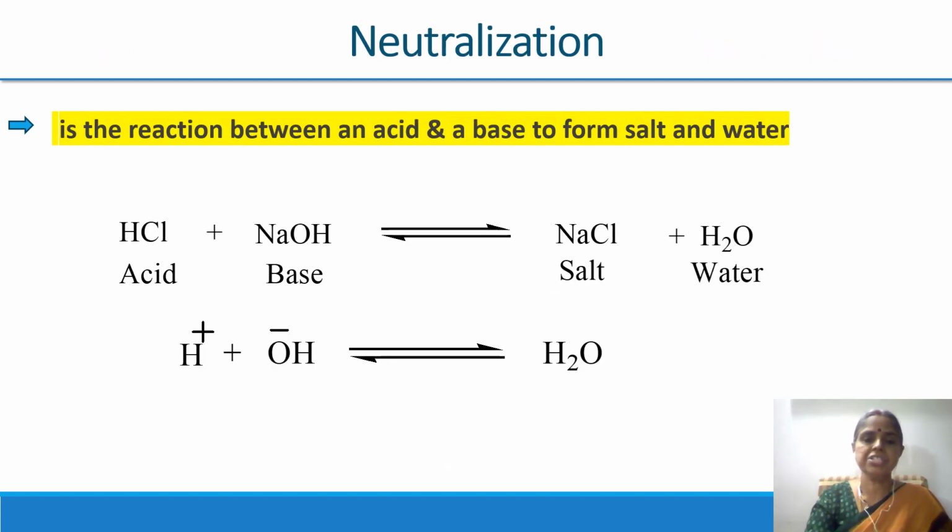What is neutralization according to Arrhenius theory? Neutralization according to Arrhenius theory is the reaction between an acid and a base to form salt and water. So, you can see here HCl is the acid which reacts with the base NaOH to form NaCl and H2O. And you can see here acid plus base is forming salt and water. So, this is a neutralization reaction. How did you get H2O? H2O is formed by the combination of H plus ion released by the acid and OH minus ion released by the base.